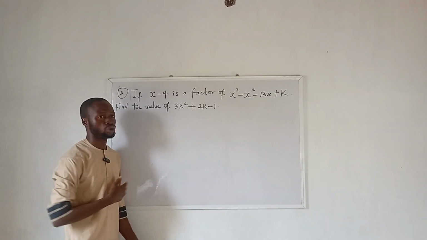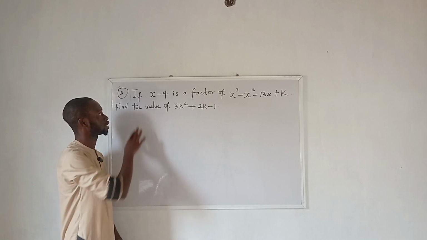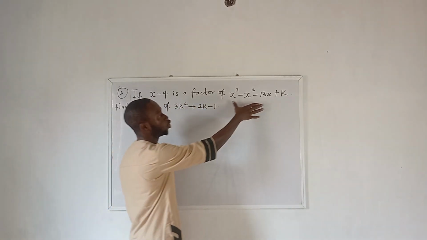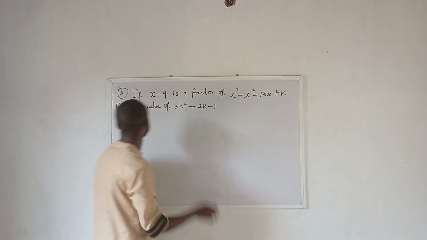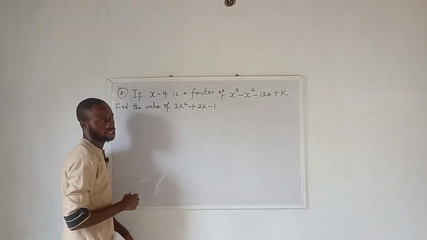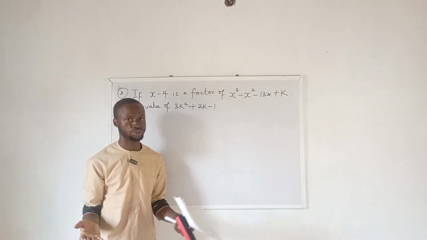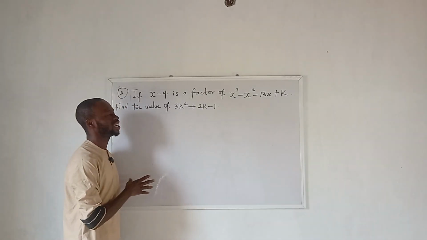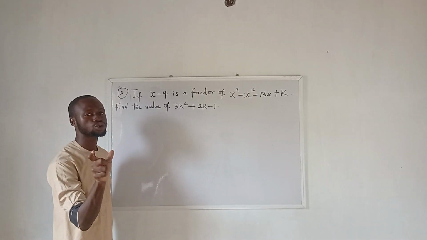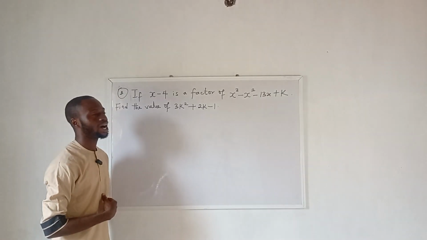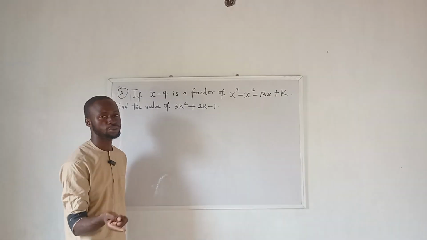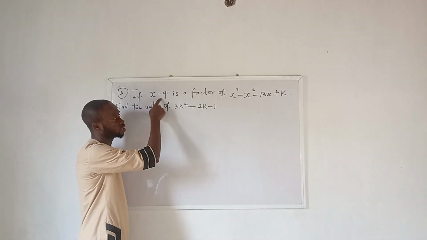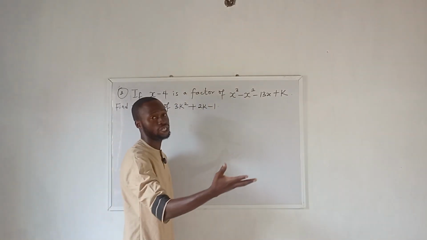We have our second question. Our second question states that if x minus 4 is a factor of this polynomial, find the value of this. Now, this is a very simple question, very, very simple if you are familiar with polynomials. If you are given a factor of a polynomial and you are asked to find the remainder of the polynomial, what you could do is substitute the value of this factor inside this polynomial so that you get the remainder.